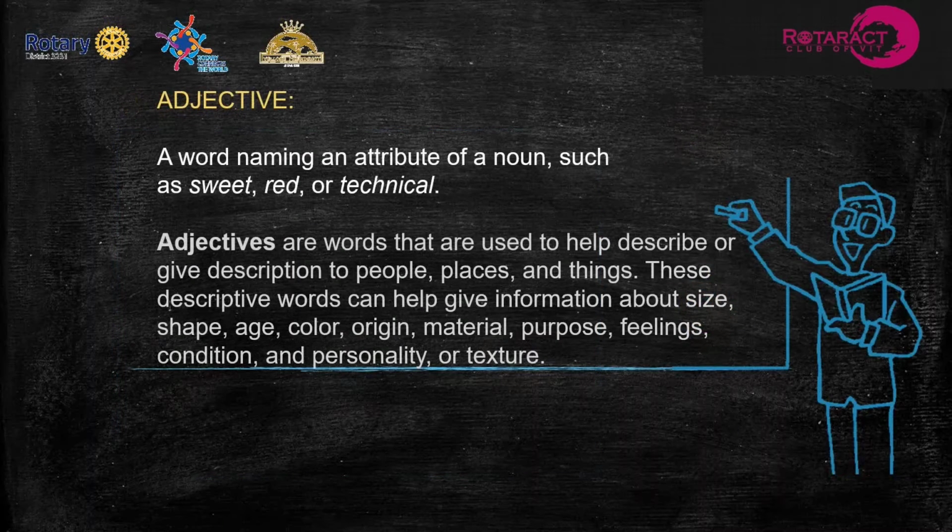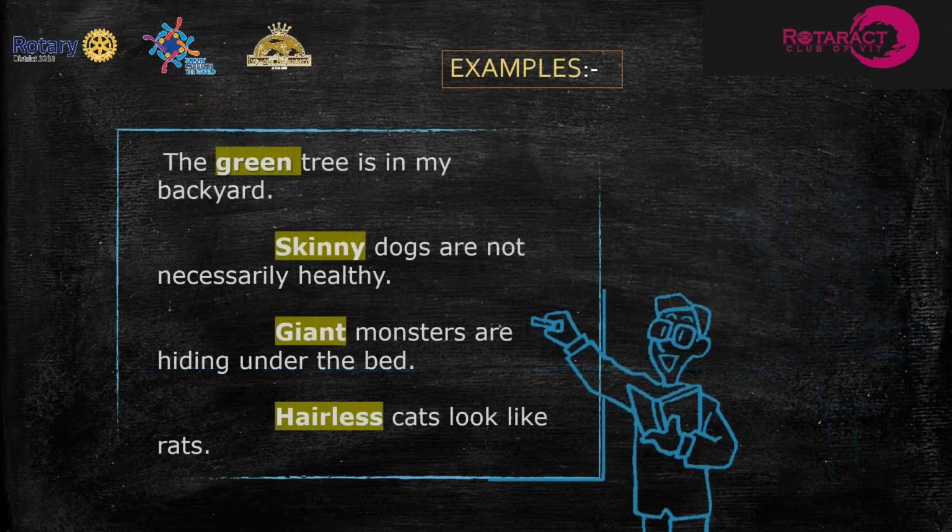Adjective. A word naming an attribute of a noun, such as sweet, red, or technical, is called an adjective. Adjectives are words that are used to help describe or give description to people, places, and things. These descriptive words can help give information about size, shape, age, color, origin, material, purpose, feelings, condition, and personality or texture. Now let's look at some of the examples of adjectives.